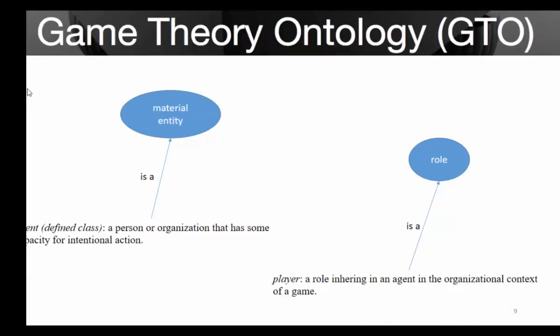I also have agents here as a defined class of person or organization that has some capacity for intentional action. You could weaken this if you wanted to also add computer agents, I suppose, or you could treat computer agents separately. I haven't included them here. But players are going to be roles that those agents take on or take off within the context of a game.